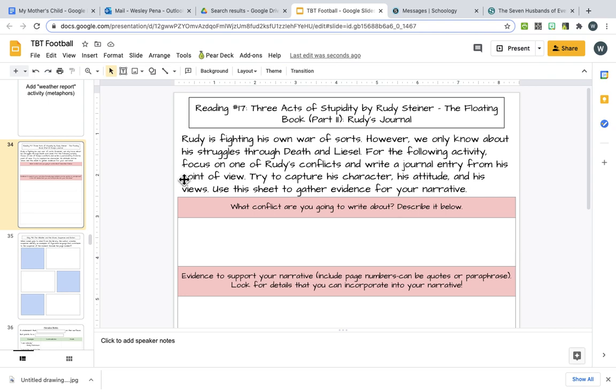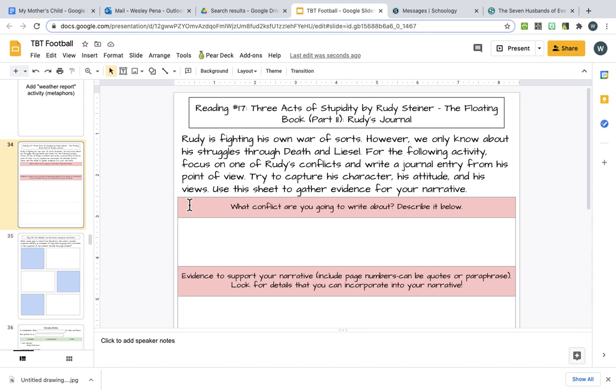So at the top of your page, it says Rudy is fighting his own war of sorts. However, we only know about his struggles through death and Liesel because we have that limited point of view. Rudy's not getting to tell his story. We just know what death and what Liesel know about Rudy. For the following activity, focus on one of Rudy's conflicts and write a journal entry from his point of view. Try to capture his character, his attitude, and his views.